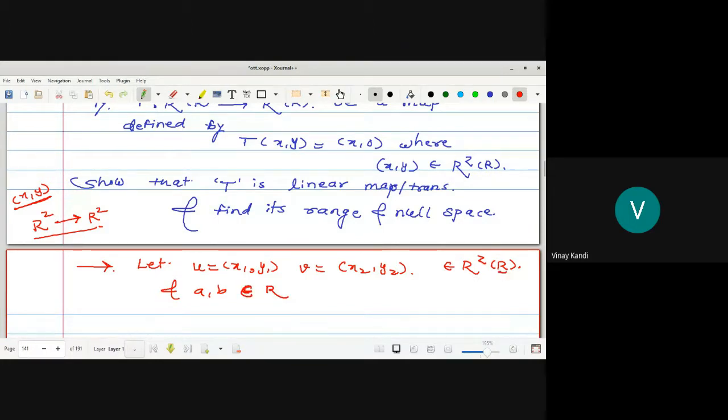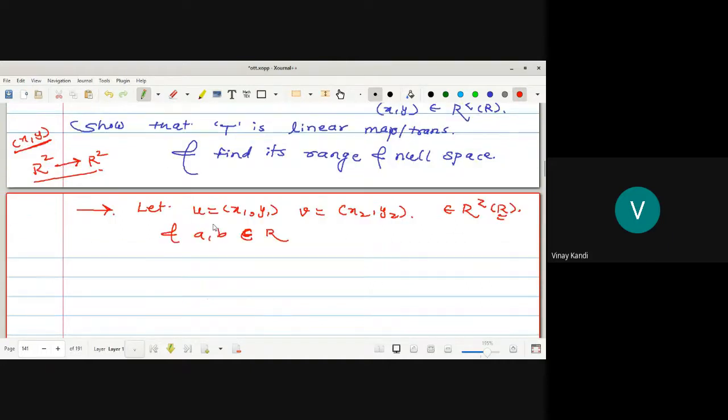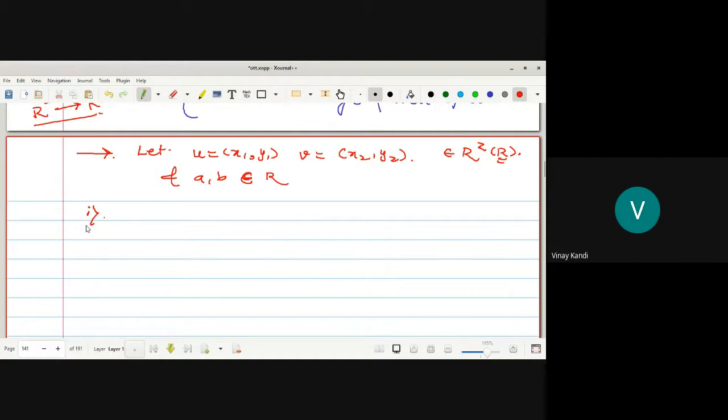We have to show that T is linear. What is a linear map? To prove that T is linear, you have to prove that T of (a into u plus b into v) is equal to a into T of u plus b into T of v. Consider a into u plus b into v.